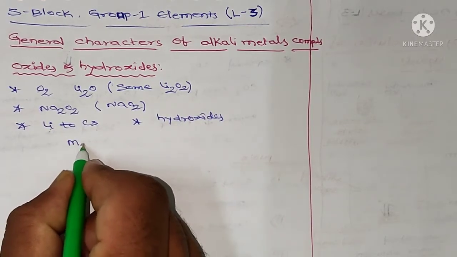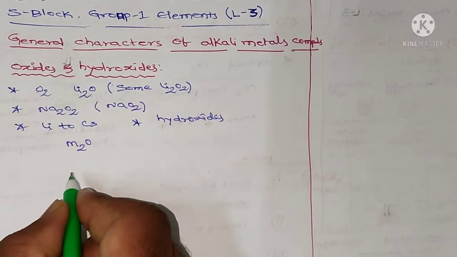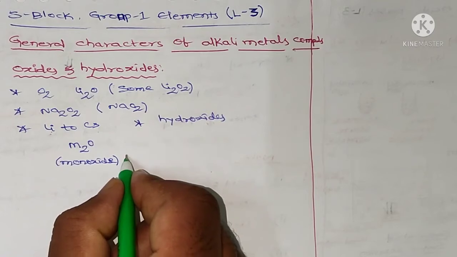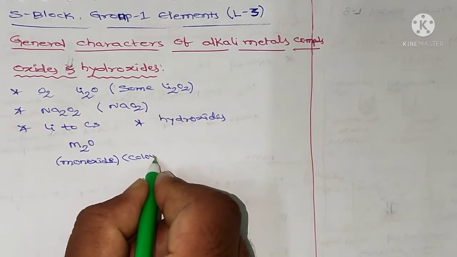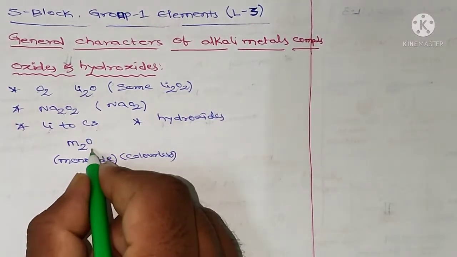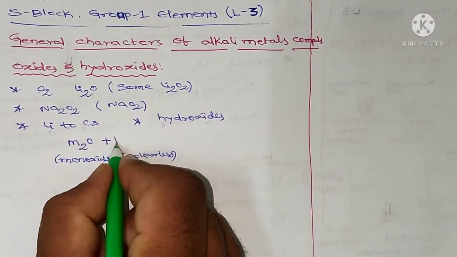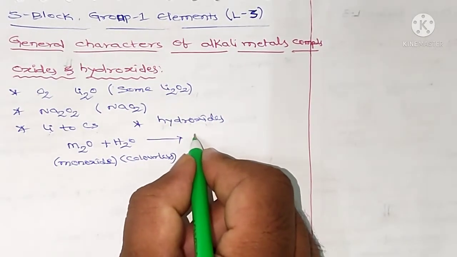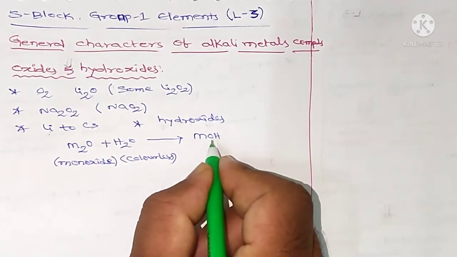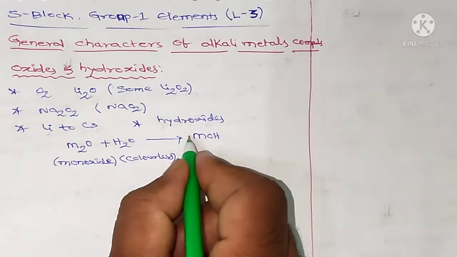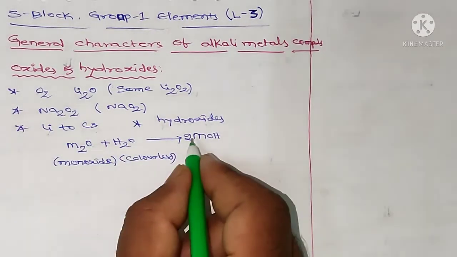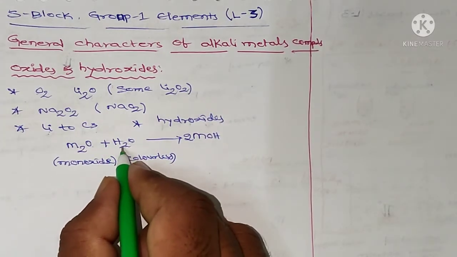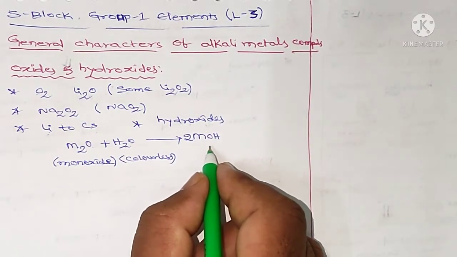Let me take that reaction. The monoxide has the general formula M2O. This colorless monoxide reacts with water to give the hydroxide MOH. Balancing the equation: two metals, so take 2 and 2, then 2 oxygens and 2 hydrogens on each side. So the monoxides react with water to form metal hydroxides.